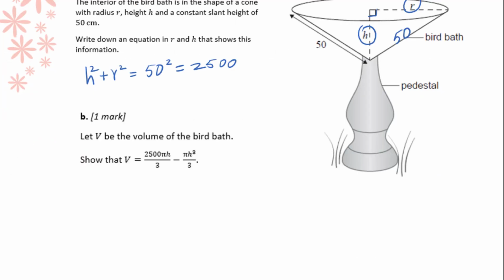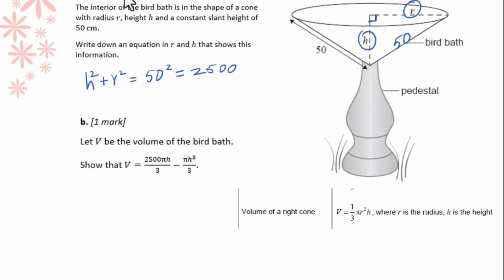B. Let V be the volume of the bird bath. Show that V equals 2500 pi h over 3 minus pi h to the third power over 3. Let's go to the formula chart to find the volume of the cone. I found in the formula chart V equals 1 over 3 pi r squared h. Volume equals 1 over 3 pi r squared times h.